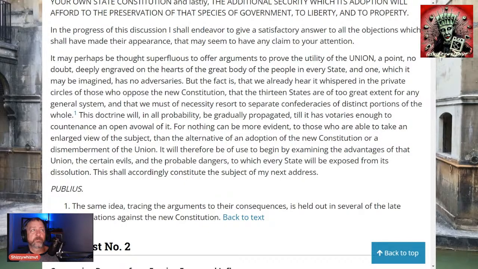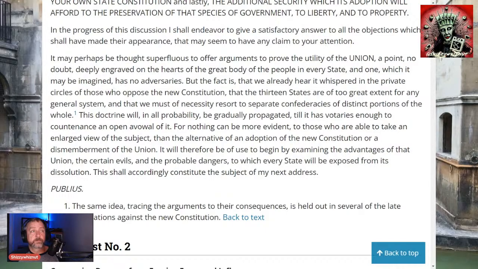Getting pretty deep here. And that we must, of necessity, resort to separate confederacies of distinct portions of the whole. And there's a note to this. The same idea, tracing the arguments to their consequences, is held out in several of the late publications against the new Constitution.